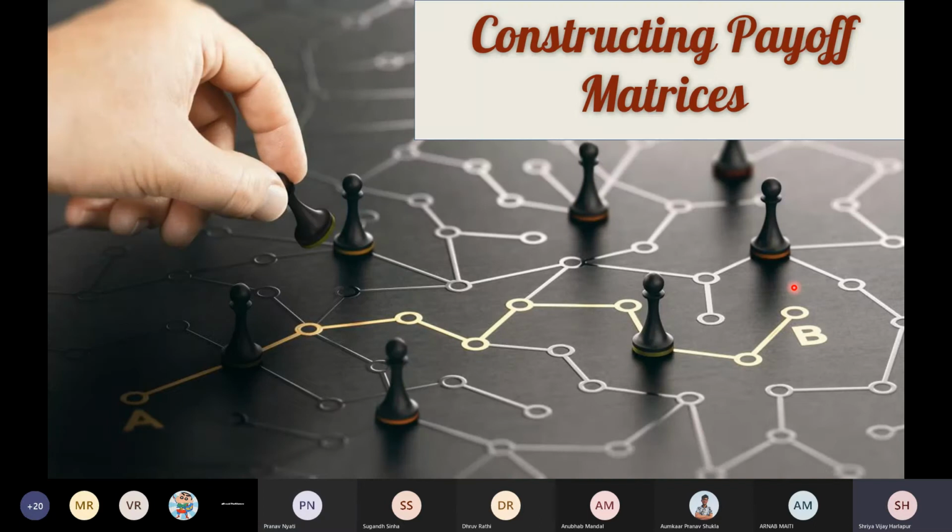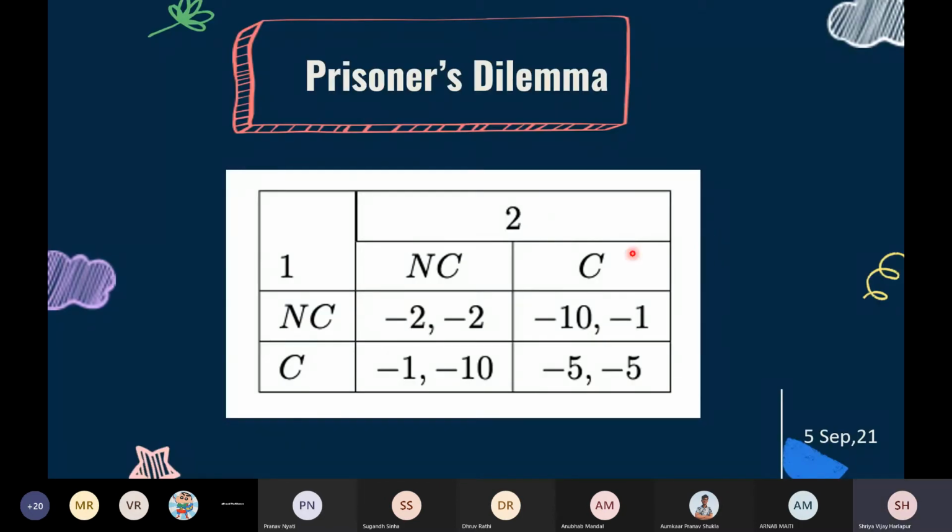Okay, let's come to the next portion, which is we're going to construct a few payoff matrices and discuss a few problems. So first we come to the prisoner's dilemma, which is a very, very famous problem. Basically, there are two prisoners who are caught by the police and they're put in isolation and asked to confess independently and simultaneously, which means they don't know if the other person has confessed or not, right? And this is the prisoner's dilemma.